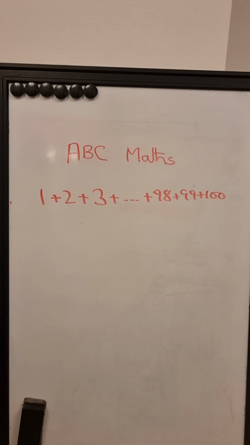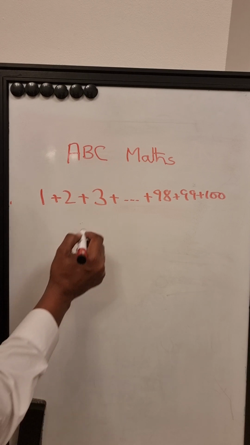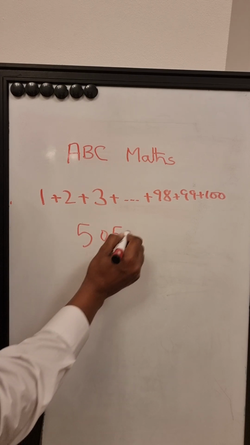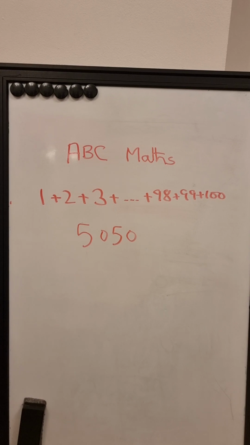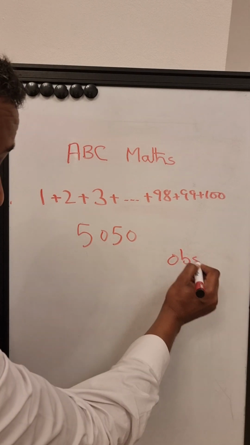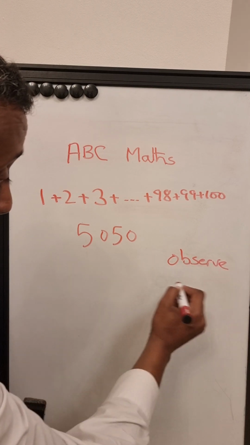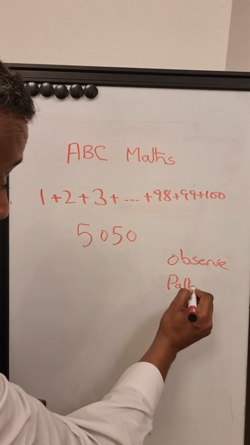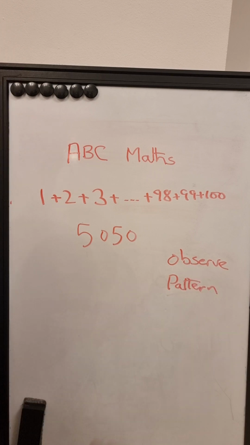9. A student named Gauss, who became a famous mathematician, in a few minutes raised his hand and gave the answer, 5050. The teacher went, how did he get it? So he said 2 words: I observed a pattern. Remember those 2 words? Observe a pattern. And those 2 words make a good mathematician.